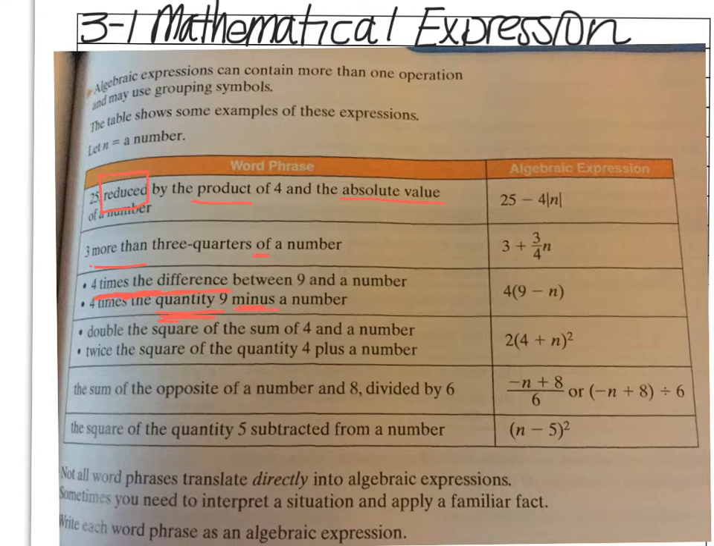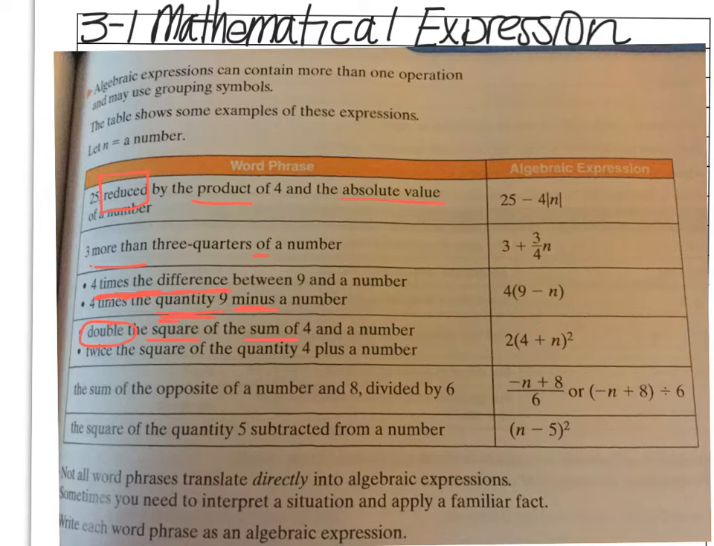The next one says double. Double means to square, or twice, 2. The square, that's another key word, of the sum of 4 and a number. So when you look at just the sum of 4 and a number, that means you're adding 4 plus a number. But it's double the square of that. So you're going to square it, and then you're going to double it, which means to multiply it by 2. So the square of this whole thing doubled.